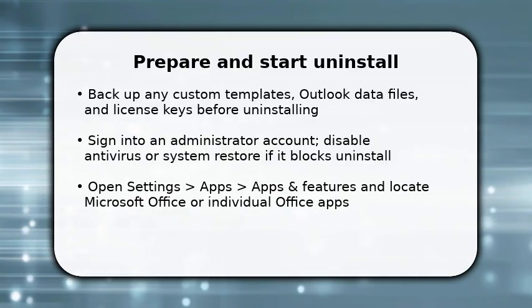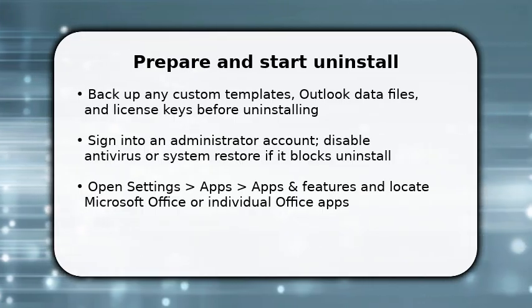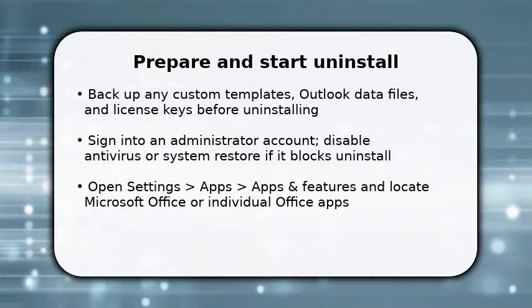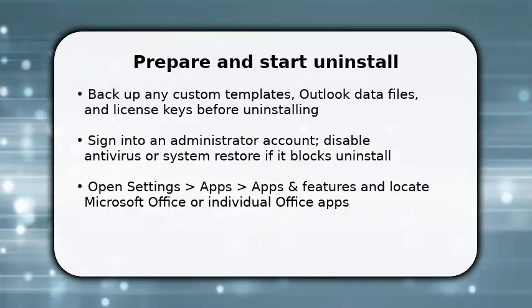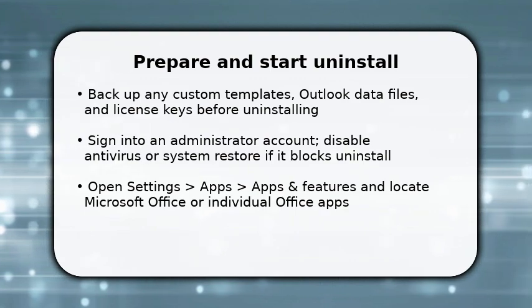Then open Settings, go to Apps and choose Apps and Features. Locate Microsoft Office or each Office app entry. You'll be ready to run the built-in Uninstall or switch to the Removal Assistant when you click Uninstall.